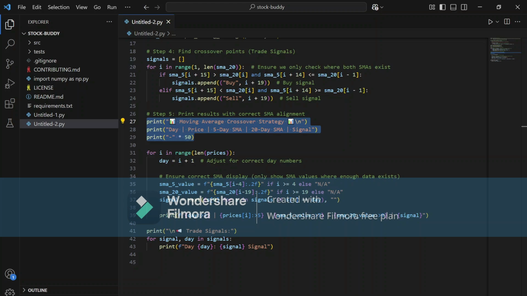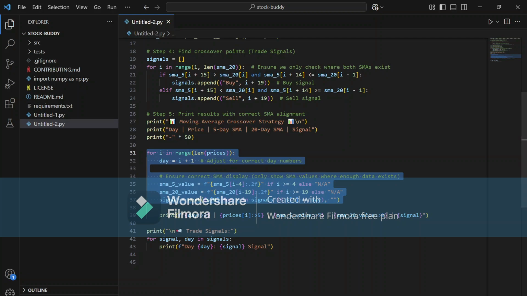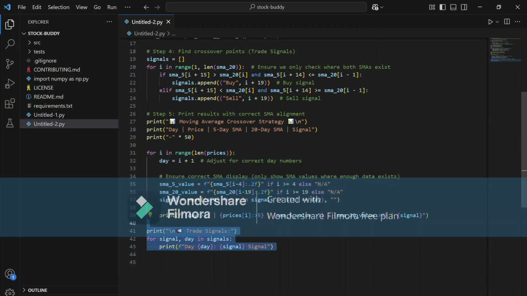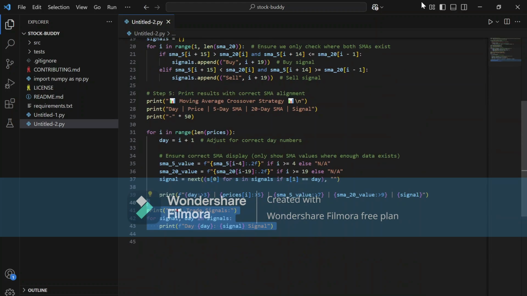So moving down, this part prints out every day's stock price, estimates, and trade signals. If the moving average isn't available, it prints NA. And then this prints the buy and sell signals as well. And that is the breakdown.